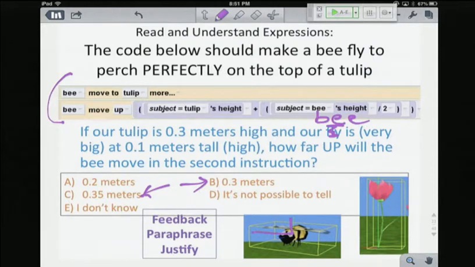So it seems like we need to know where the heck is the bee, right? Is he on the ground? Is he halfway into the ground? Is he whatever?